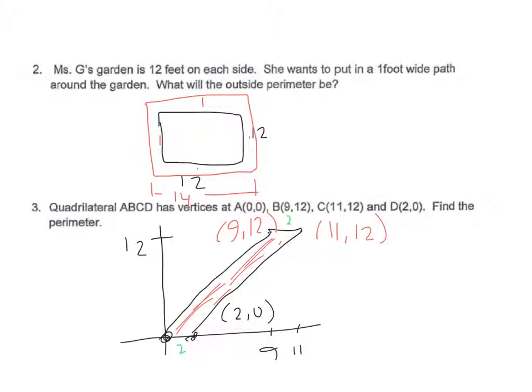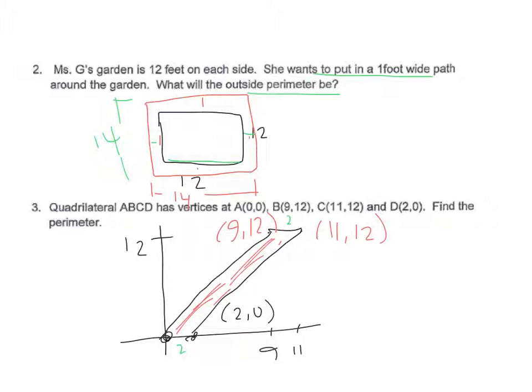Okay, so I drew Mrs. G's garden. It is 12 feet on each side. She wants to put a 1 foot wide path around the garden. So if it's 12 this way, and we add a 1 foot path, all the way across is going to be 14. So it's actually going to turn into a 14 by 14 square.